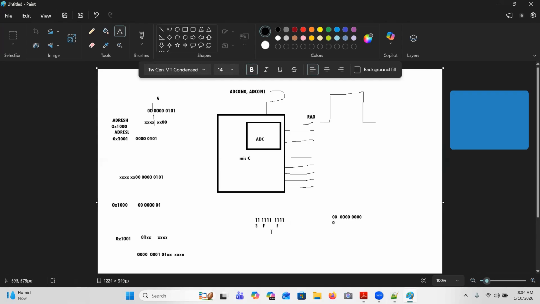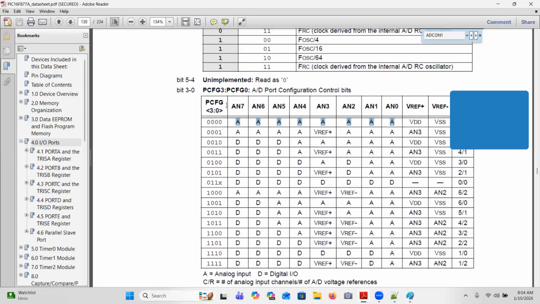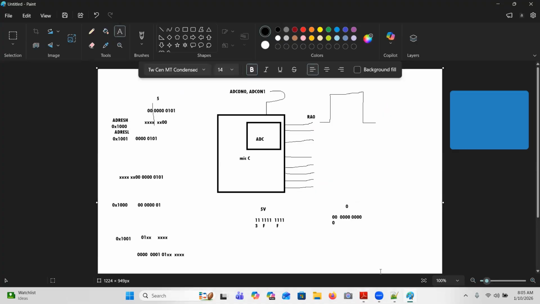So when I have to get 3FF, if I supply 5 volts, I have to get 3FF because that is the maximum voltage. If I supply 0 volt, I have to get 0 as the result. If you set these PCFG register all 4 bits to 0, it will consider VDD as the voltage supplied to the microcontroller, the high voltage supplied to the microcontroller. Usually we will supply 5 volts. VSS means the ground voltage supplied to the microcontroller. Usually we supply 0. Understood? So when you supply 5 volts, they will convert that into 3FF. When you supply 0, they will convert that into 0.